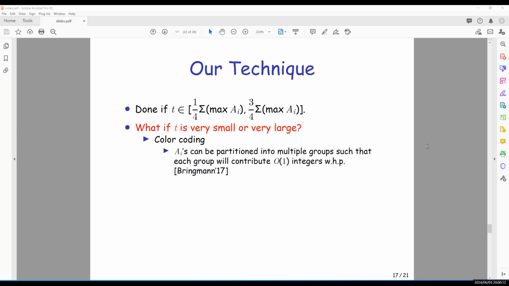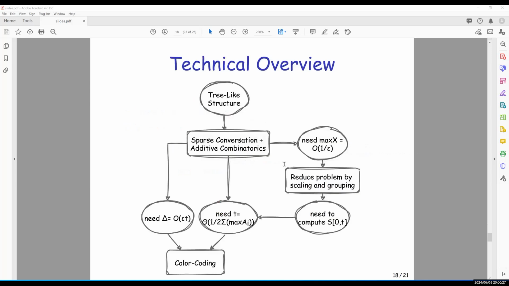I want to remark that a very similar method has been used in an earlier paper by Bringmann on a pseudo-polynomial time algorithm for subset sum, and we modified his method for the purpose of approximation. I'm not going to explain further details. I'm just using this figure as a simple illustration of the overall techniques, and I have omitted several points. If you are interested, you can refer to our paper.